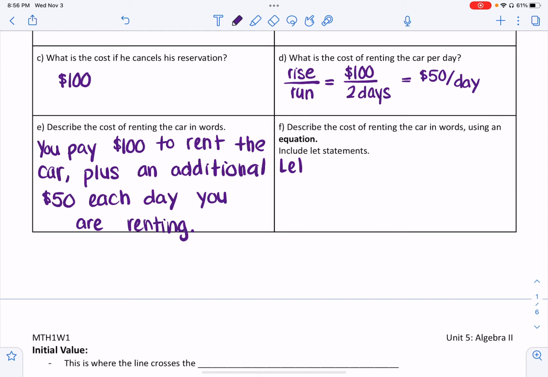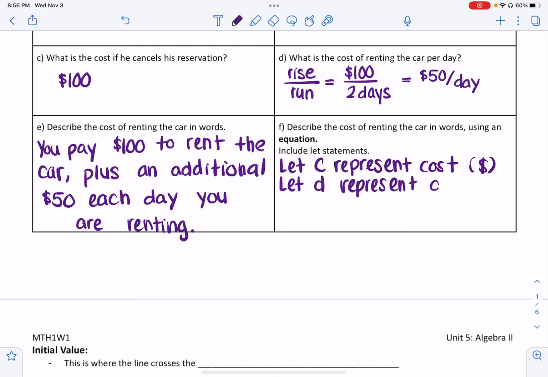I typically try to pick letters that are consistent with the variables. So I'm going to say let C represent our cost, and that's in dollars, and we'll let D represent our days. So let's think about our cost. Our cost is equal to that initial $100 that we have to pay plus $50 for each day we rent it. So that is our equation, and we will have some more practice working with those equations and trying to build them.